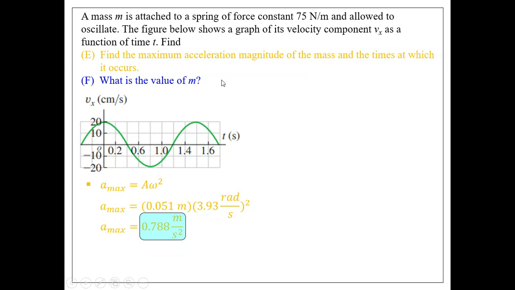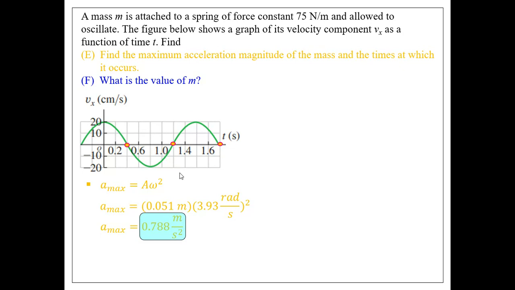And then it asks you also the times at which this occurs. Well, a max occurs where v is equal to 0. So there's v equal to 0, there's v equal to 0, and then there's v equal to 0. A max occurs where v is equal to 0 because when you pull the system to the extreme right, that's where maximum acceleration occurs because it depends on x, but you haven't let it go yet, so therefore v is 0.